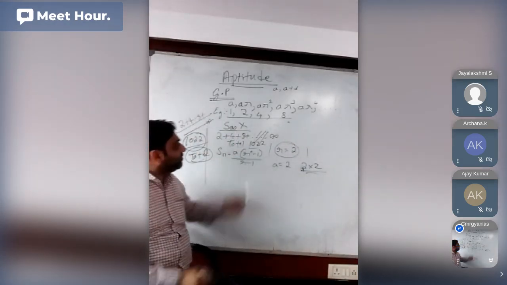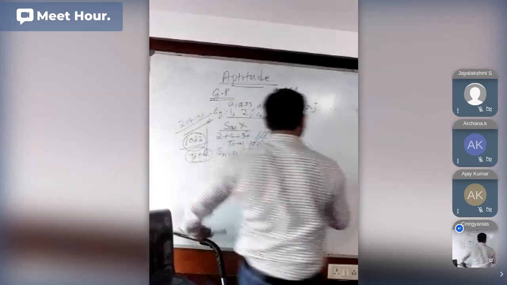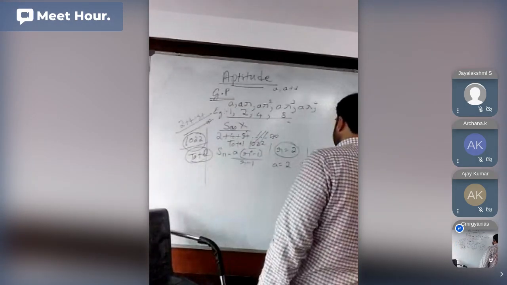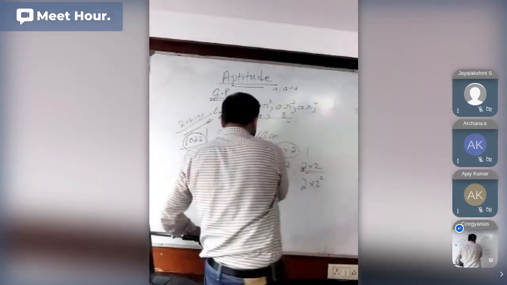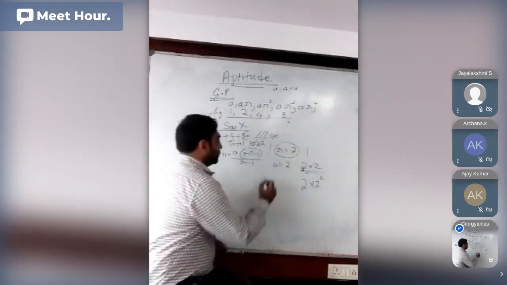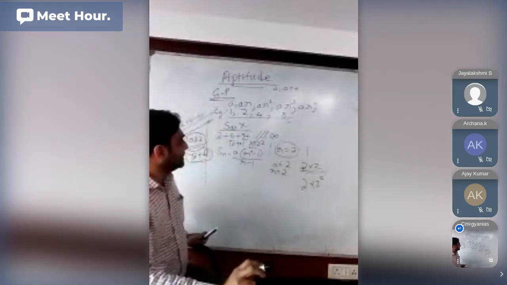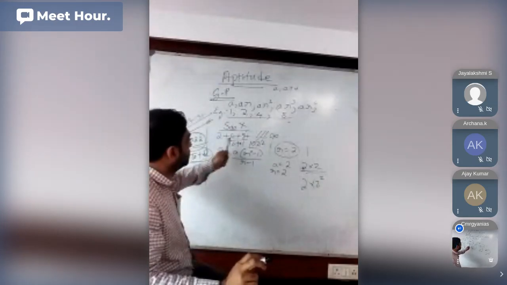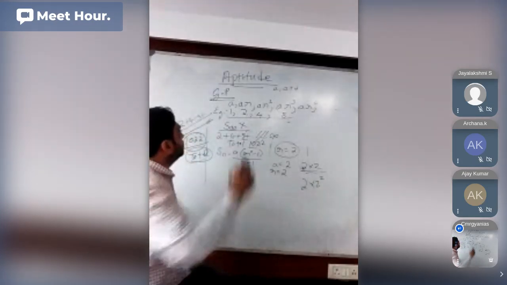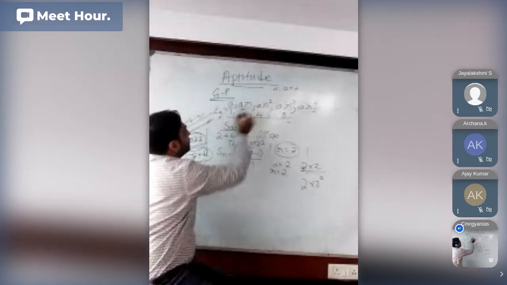Third term became 8. Third term became 2 into 2 square. So that is the third term, so R also is equal to 2. This you have to find out in every geometric progression. So it's easy. The first term is 2, second term is 4. So this is how geometric progression will be.